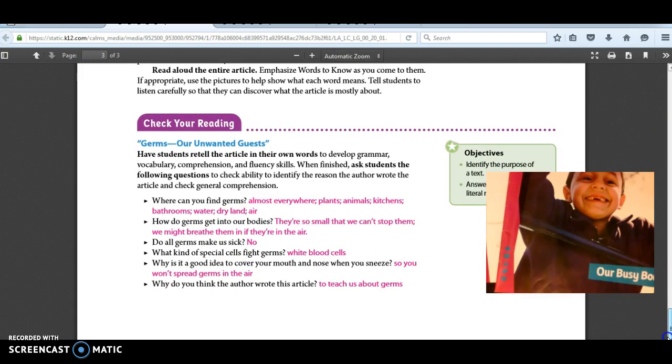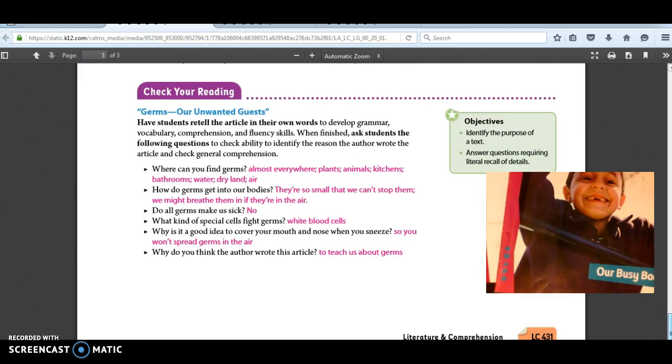Now that you've read the article to your student, we want to check their reading and comprehension skills. First of all, we want your student to retell the article in their own words. How can they retell this story to you? We do this in order to help them to develop grammar, vocabulary skills, comprehension skills, and good fluency skills. When they are finished retelling the story in their own words, then you want to ask them the following questions to make sure that they were listening to you when you were reading the story.